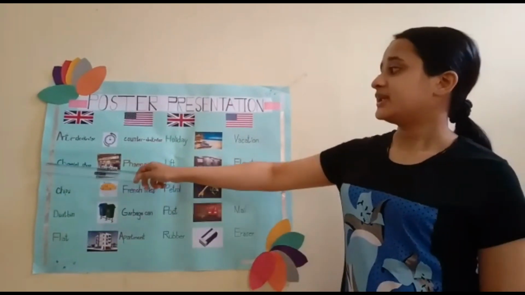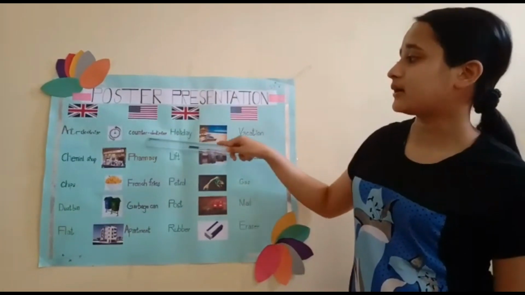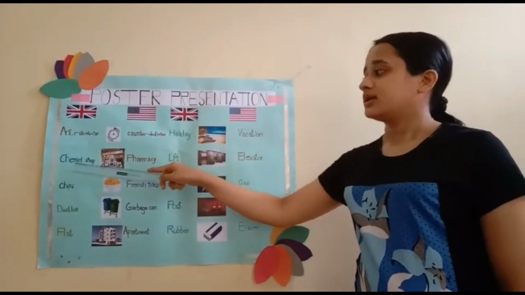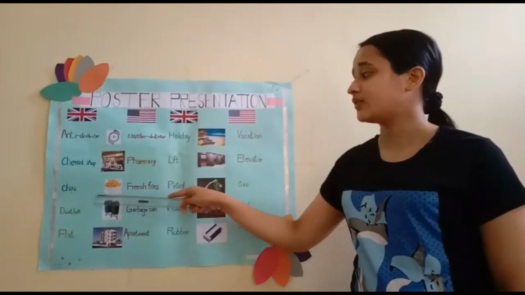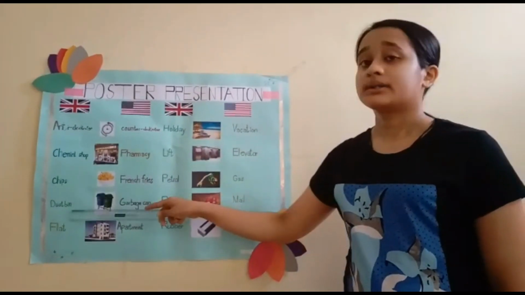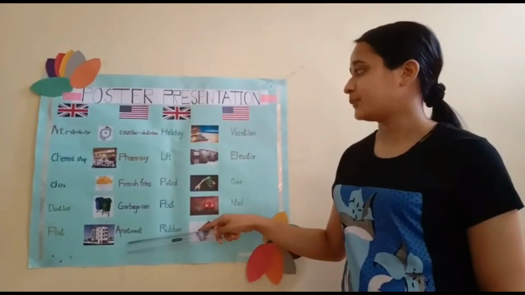For British English, we have anti-clockwise, and for American English, we have counterclockwise. For chemist shop, we have pharmacy. For chips, we have french fries. For dustbin, we have garbage can. For flat, we have apartment.